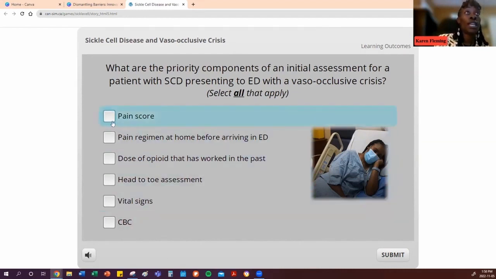So I want to show you the incorrect answer. Sometimes people will think I need vital signs, and I also need to do a head-to-toe assessment. Well, I definitely need to get a pain score. And let me figure out what dose of opioid has worked in the past. Okay, so I'm going to select this and submit.